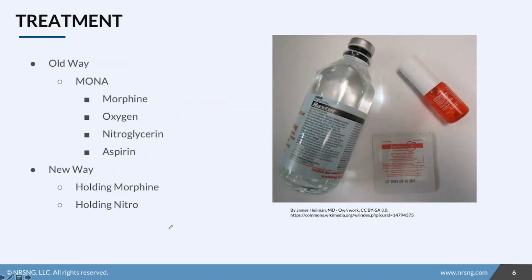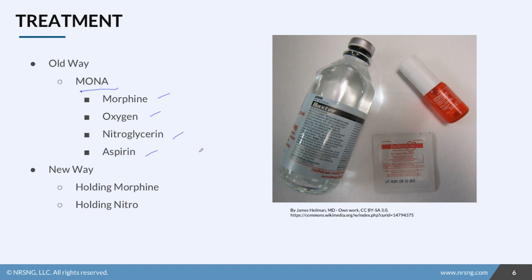Now, when it comes to treating ACS, there's the way many of us have learned, which was MONA: morphine, oxygen, nitro, and aspirin. We've actually realized that this may not have been the best treatment for these patients, so some new evidence-based practices and protocols are being instituted.